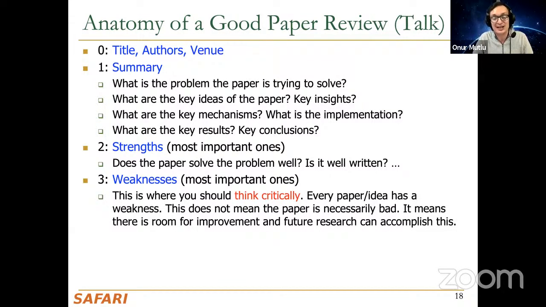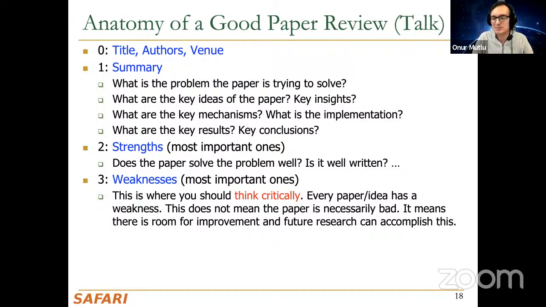And this is where you should think critically. Basically, every paper and idea has a weakness. This doesn't mean that the paper is bad. It means there's room for improvement, and future research can accomplish this. In fact, some of the seminal papers have some critical weaknesses, or some things that could be considered critical weaknesses, but they're not so critical as to prevent the idea from being exposed.